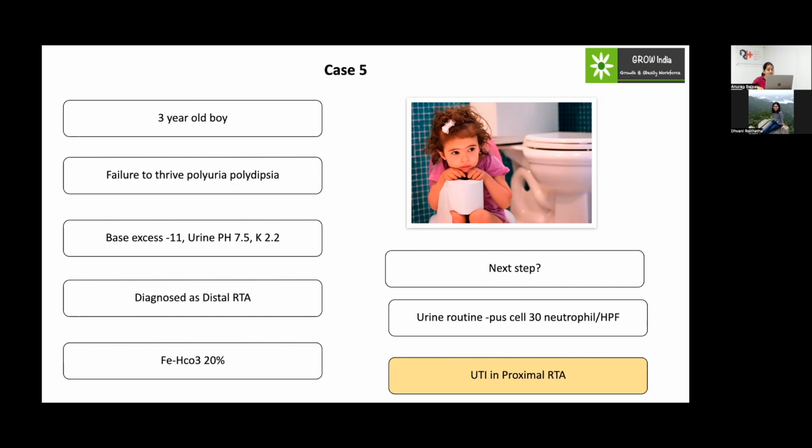He was diagnosed as distal RTA. So clearly you have a child whom you label as RTA. Urine pH should be looked into only when you have a normal urine microscopy and the urinary sodium is normal. If you have dehydration or a UTI, you cannot honestly make a diagnosis in terms of the urine pH.